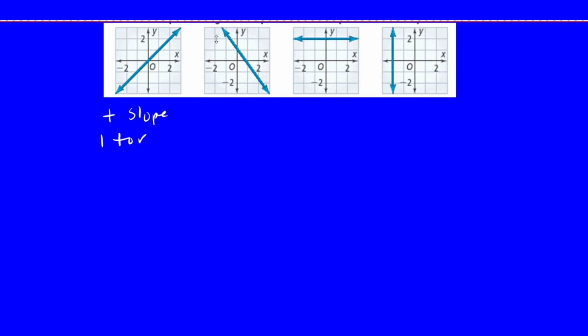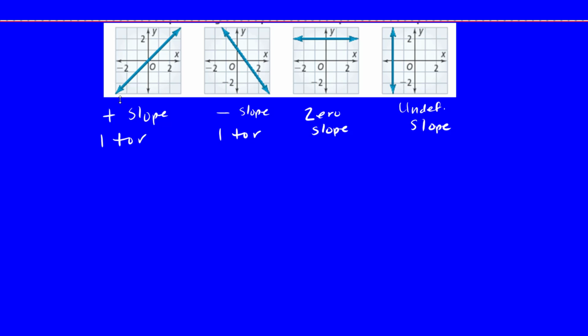Now, if you have a line that falls from left to right, here it is, it's falling from left to right, then that's going to be a negative slope. That's going from left to right, negative slope. Now, if we have a horizontal line, then it has a 0 slope. Whereas if I have a vertical line up and down in both directions, then this is an undefined slope.